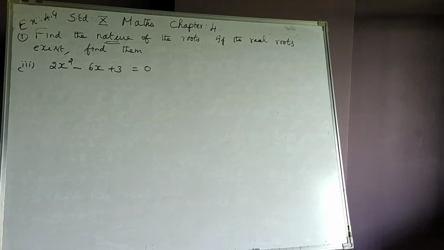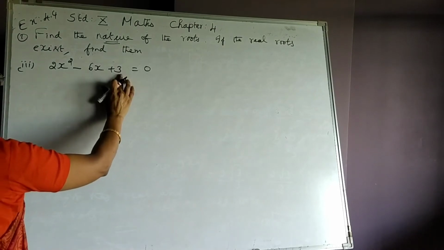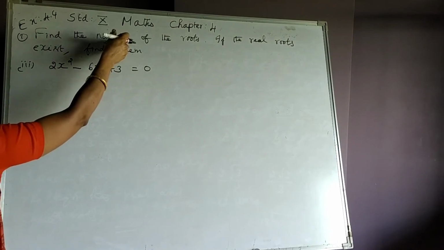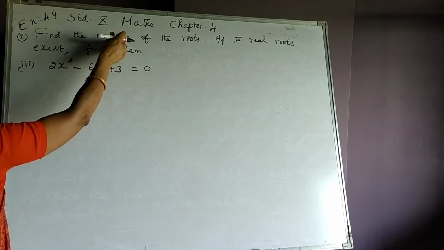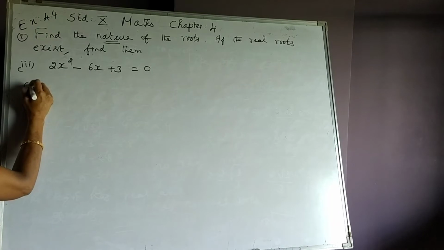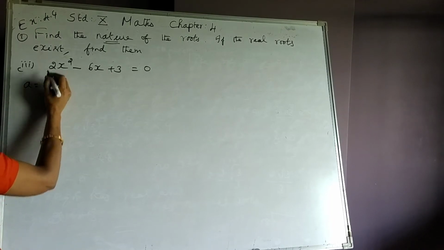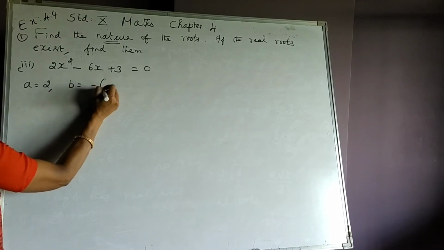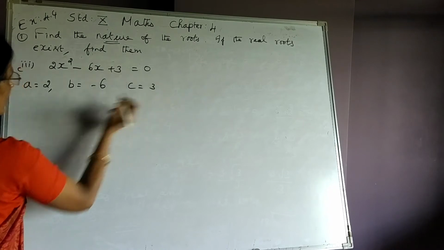Third sum is 2x square minus 6x plus 3. For this, we have to find the nature of the roots. If roots exist, we should find out which are the roots. It is in the standard form. So, A is equal to 2, B is minus 6 and C equal to 3.